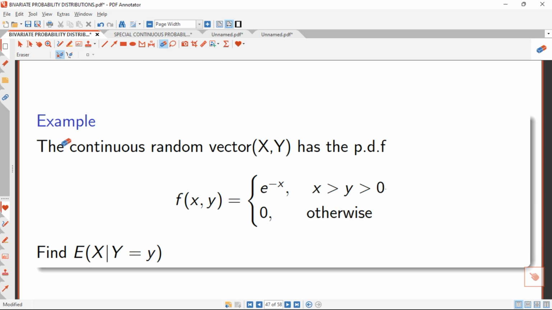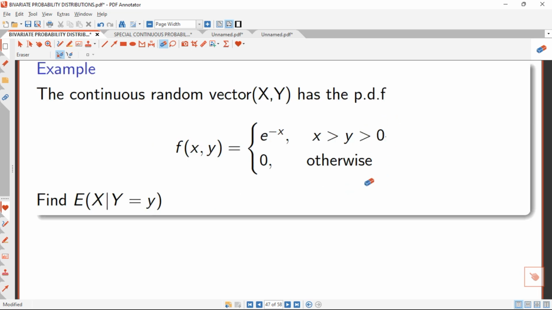Here we are saying that the random variables X, Y have the joint PDF, and the joint PDF here is e raised to the power negative x, where x is greater than y, and y is greater than 0, so it is going to move up to infinity. And then the question says to find the expectation of X given Y.